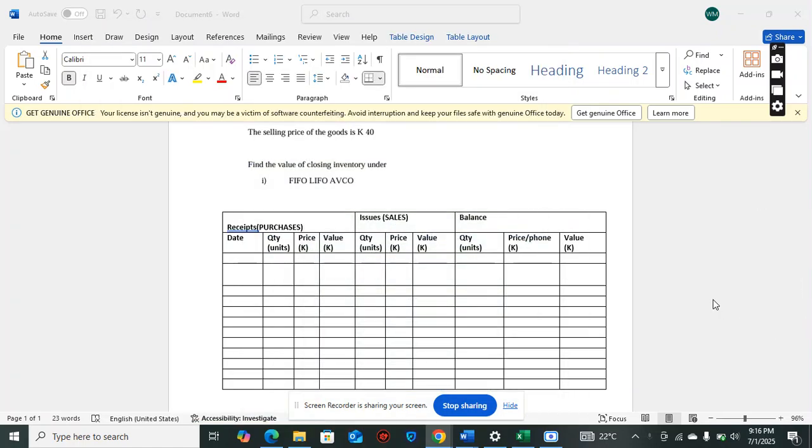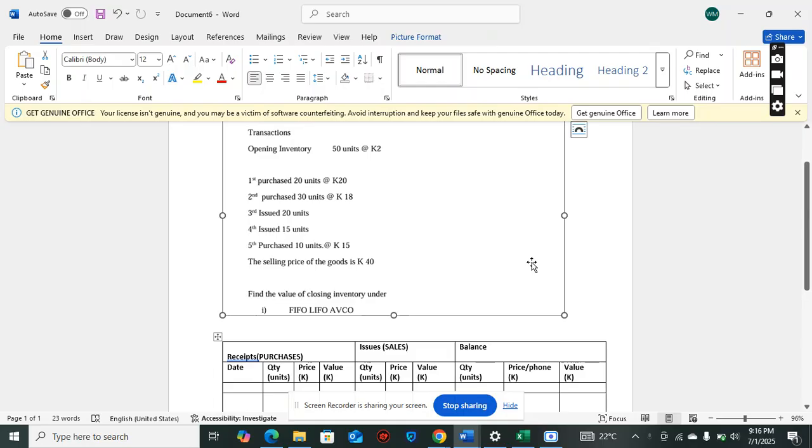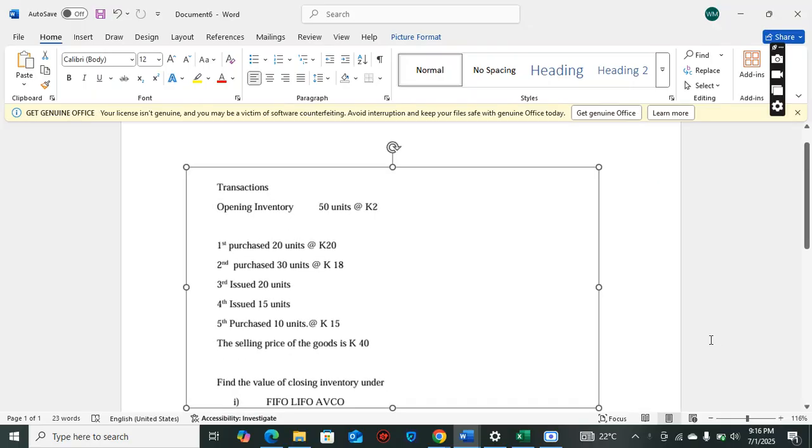Right, so we have this question here. We have to get the value of the closing inventory using Avco, which is the average costing method. The first thing you do with this type of question is look for any opening inventory. If there's opening inventory, put it in.